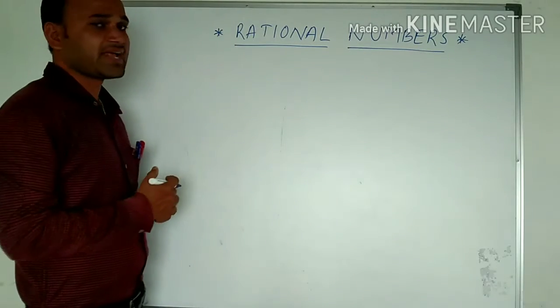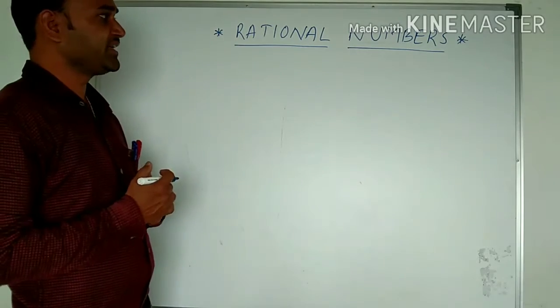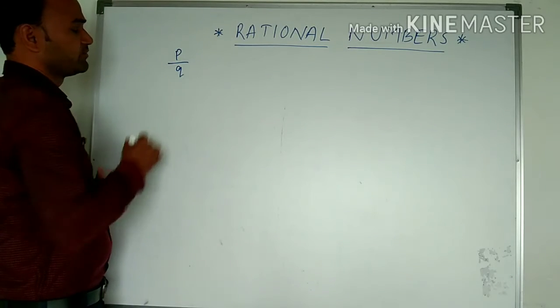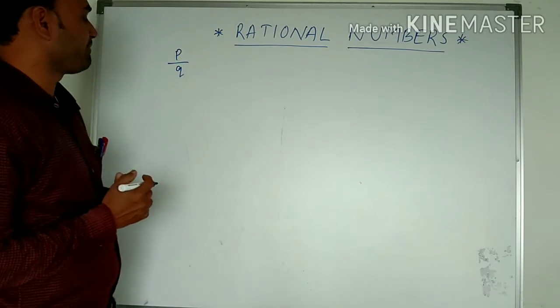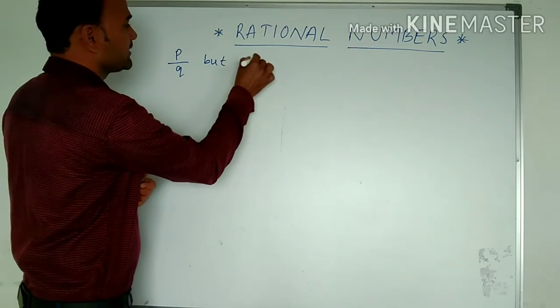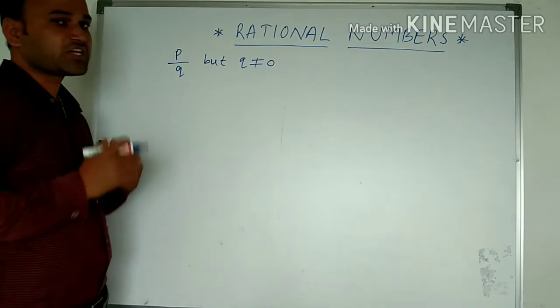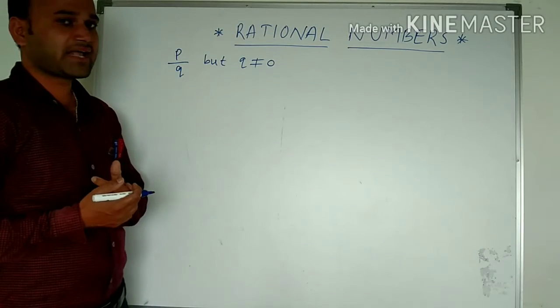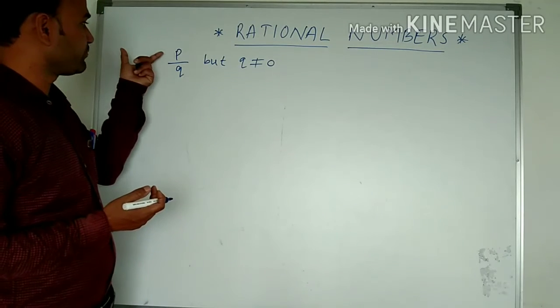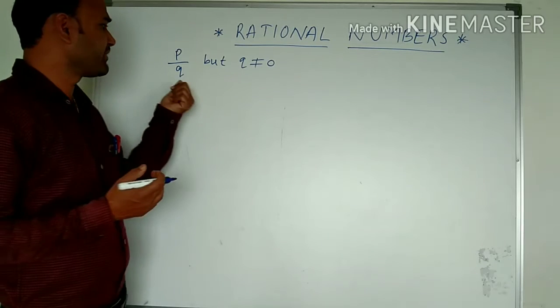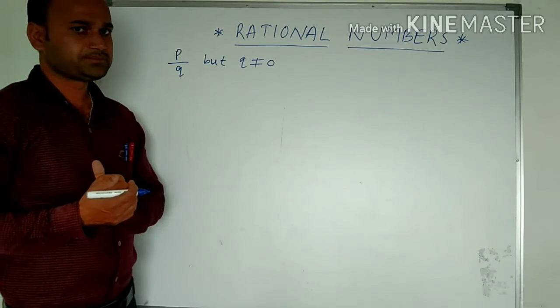So what are rational numbers? A rational number is a number which is written in the form p divided by q, but q does not equal 0. Such types of numbers are called rational numbers. We might have studied this in fractions also. The new part is p divided by q, the same form, but q should not equal 0.